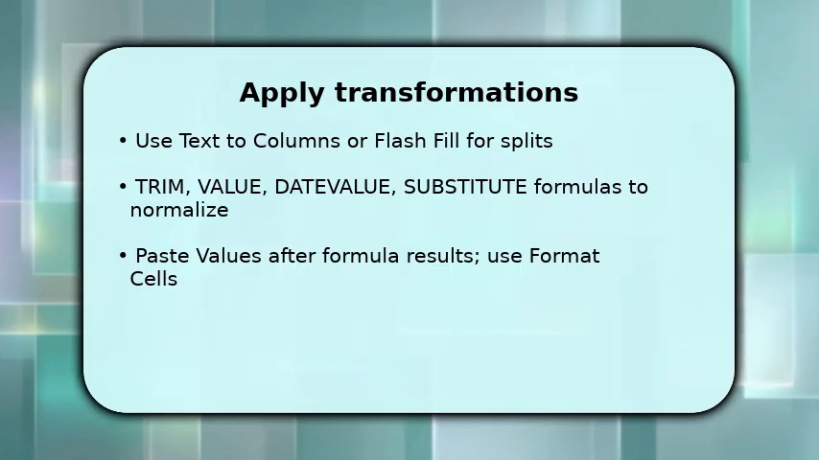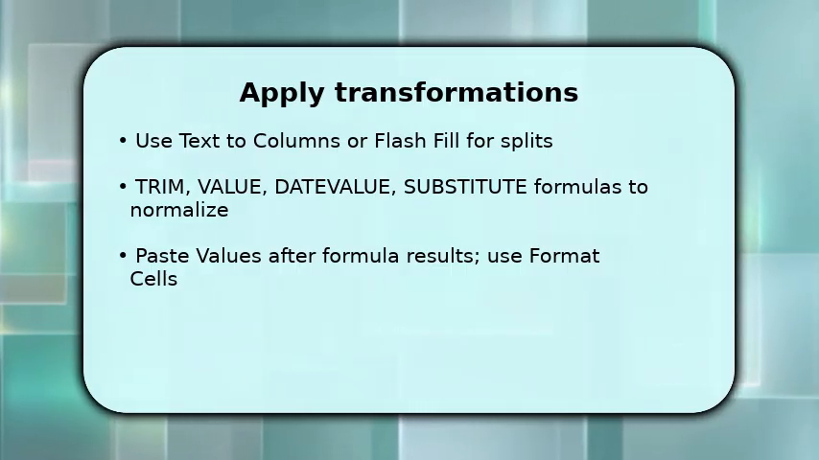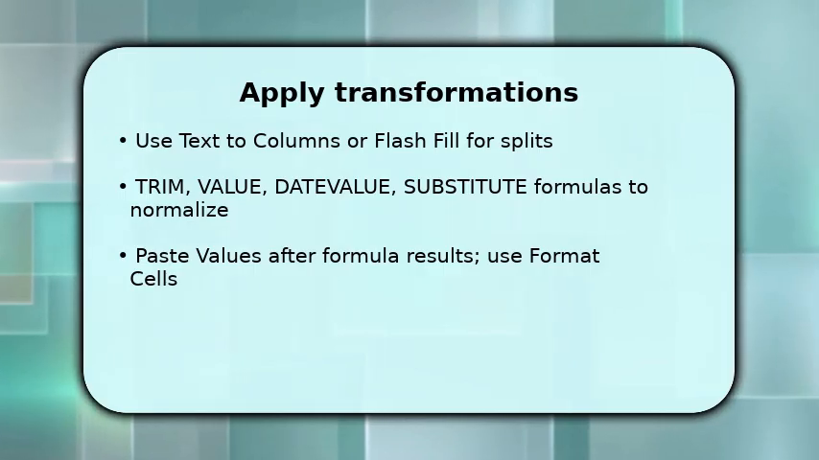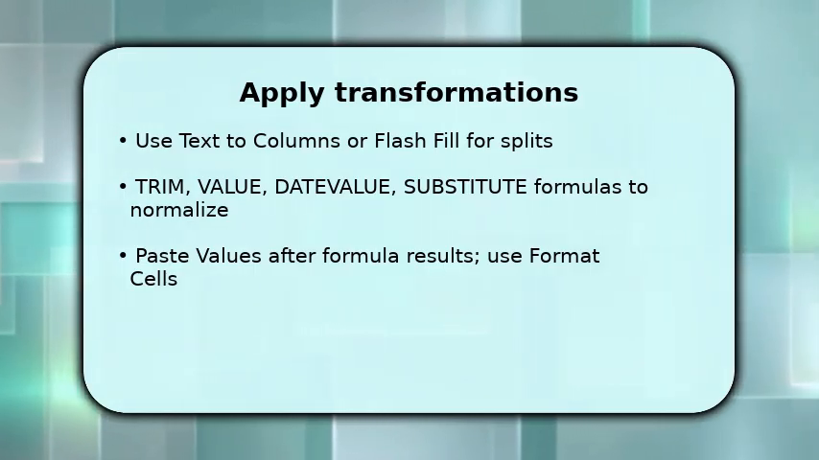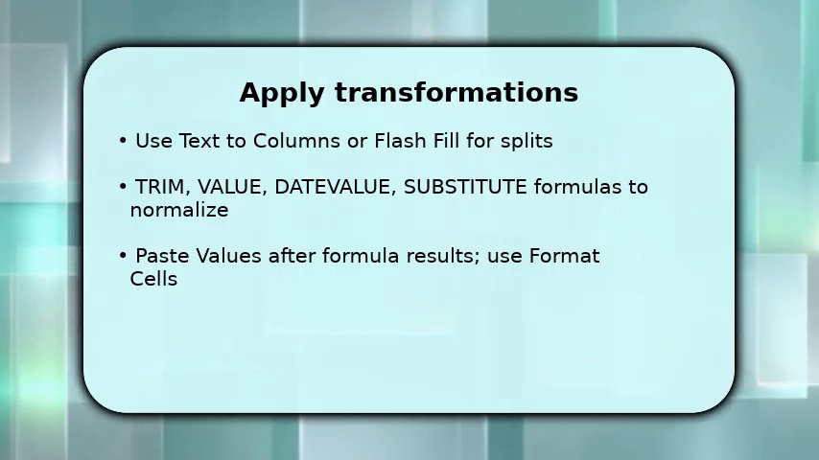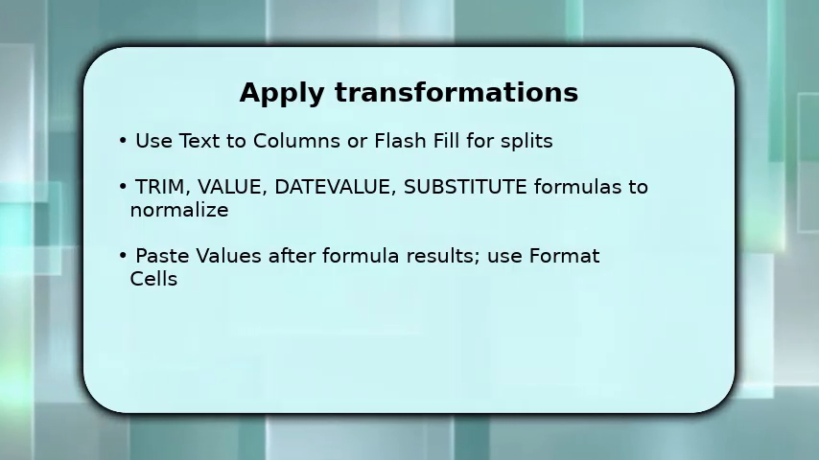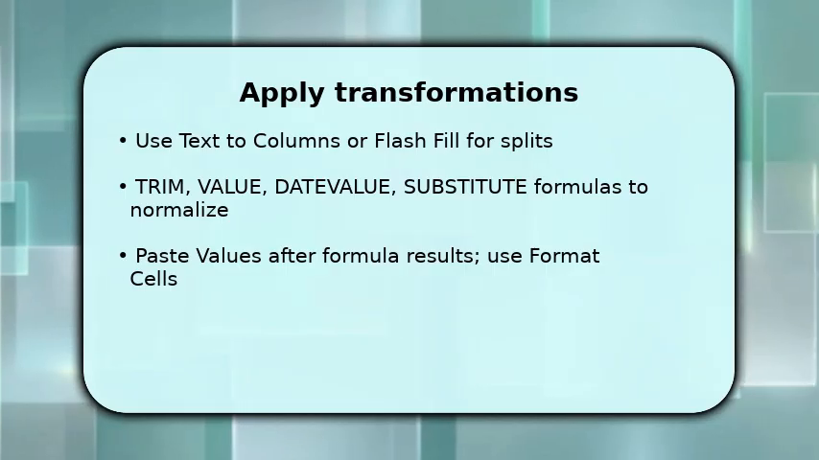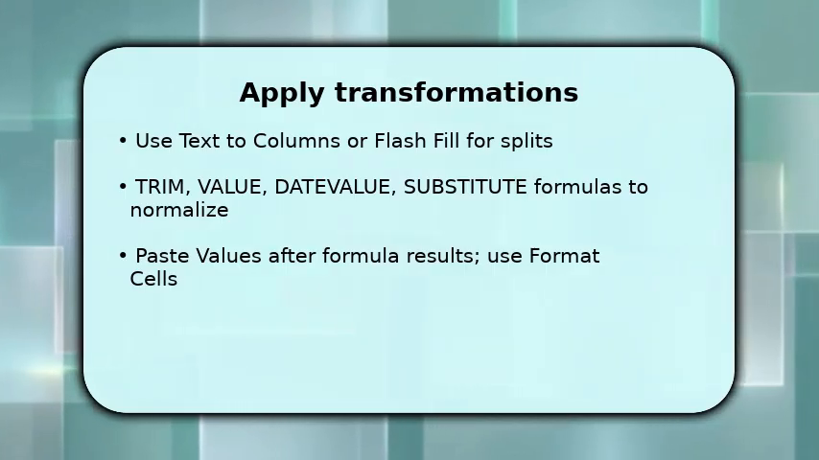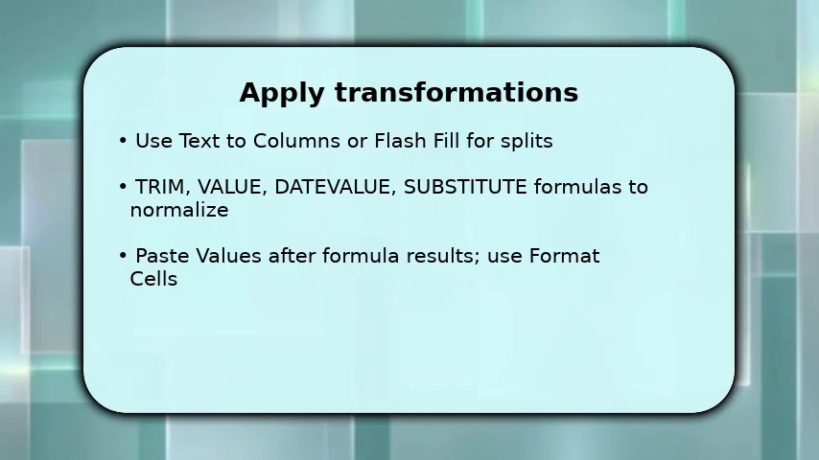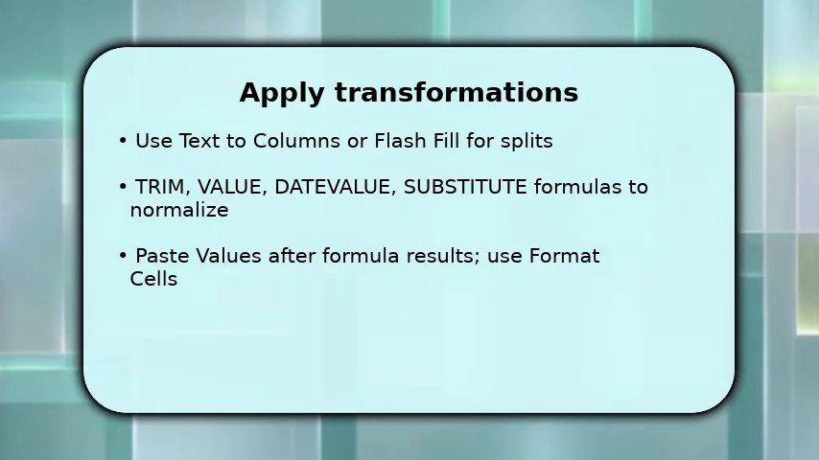Start with text to columns or flash fill to split or recompose strings quickly. Use trim to remove extra spaces, substitute to strip unwanted characters, value or date value to convert numeric and date text into native types. Once the column looks correct in formulas, paste values to lock changes, then apply format cells to set number or date formats.